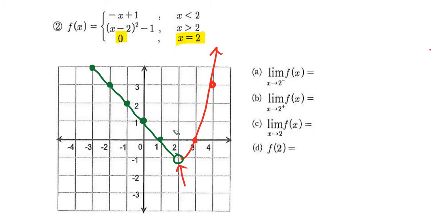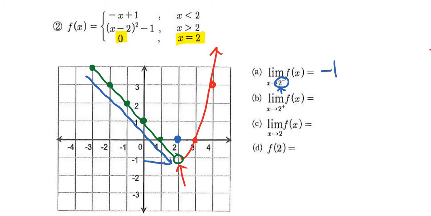All right, now let's go ahead and answer the limit questions. So the very first question is, what is the limit when x approaches 2 from the left-hand side? So if I'm approaching 2 from the left-hand side, so here's the left-hand side, I'm going down, and as I approach x equals 2, the height that I get to is actually going to be negative 1.